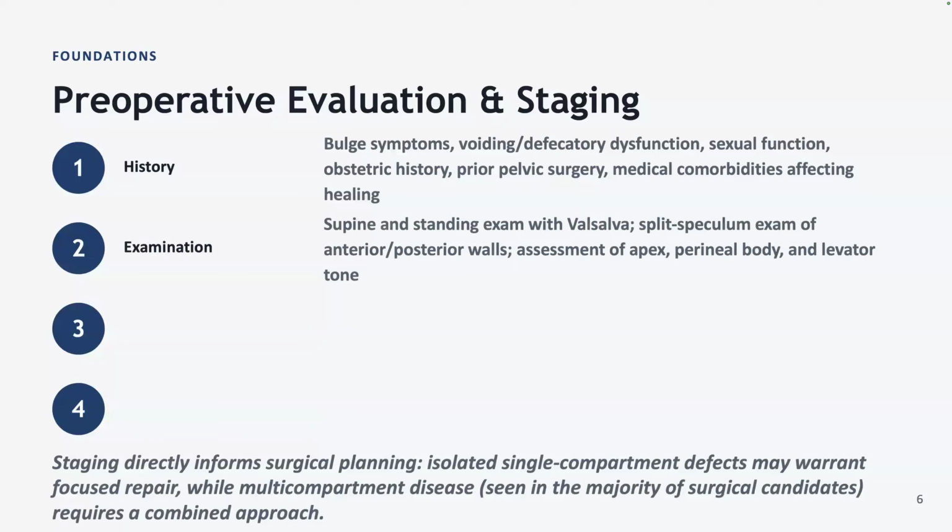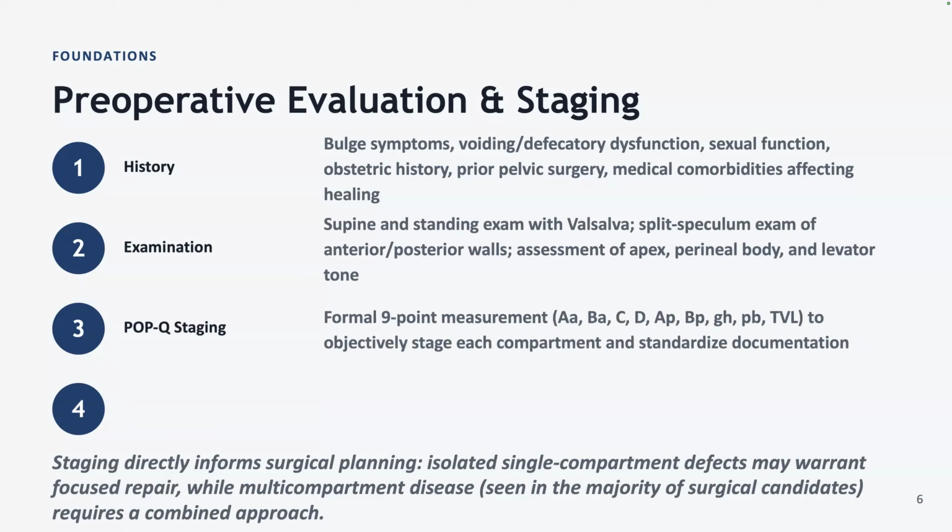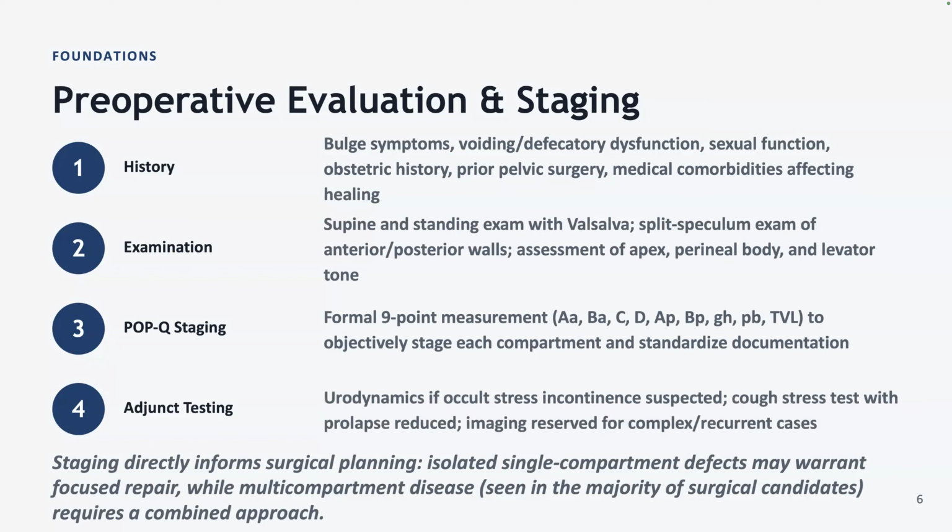Examination: supine as well as standing examination with Valsalva, split speculum examination, anterior and posterior vaginal wall, assessment of apex and perineal body and levator tone. POP-Q staging, formal 9-point measurement, to objectively stage each compartment and standardize the documentation. Adjunct testing is urodynamics, if occult stress incontinence is suspected, with a cough stress test with prolapse reduced. Imaging is reserved for complex recurrent cases.